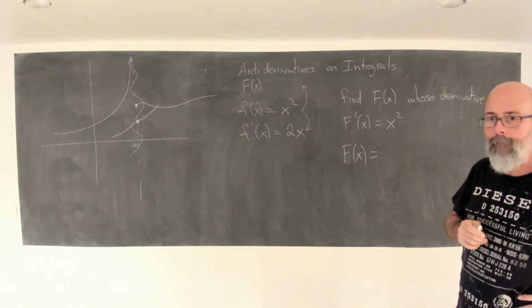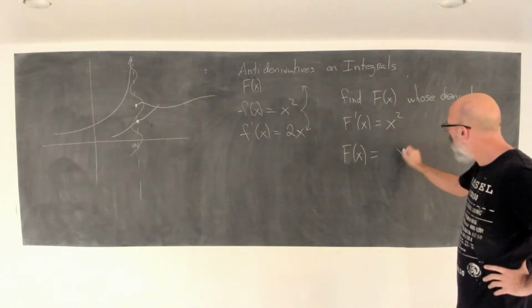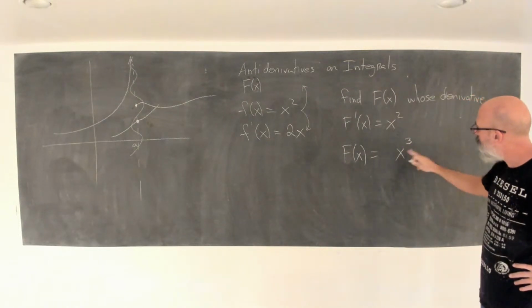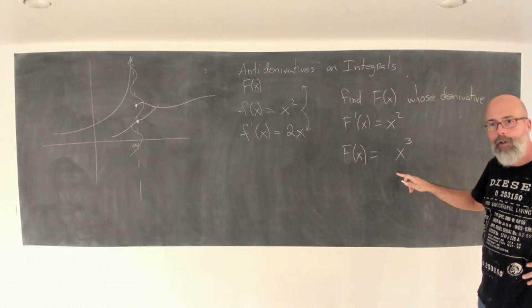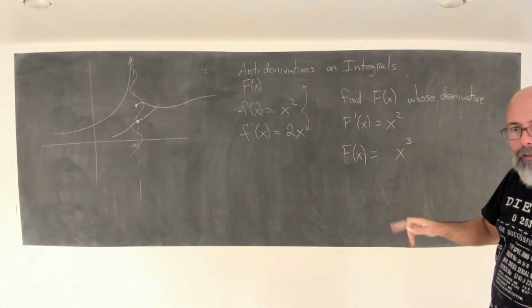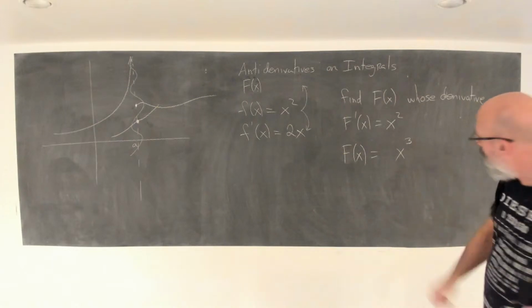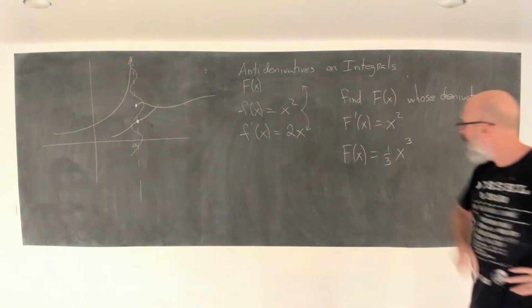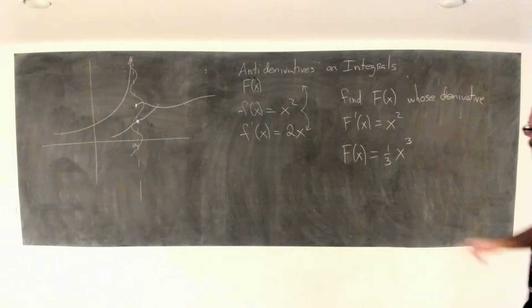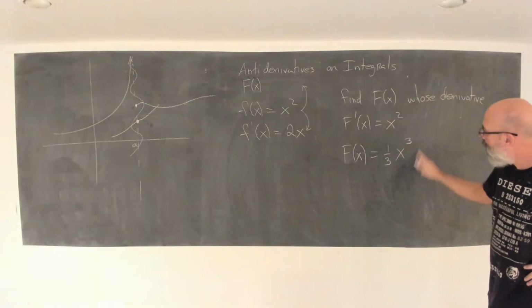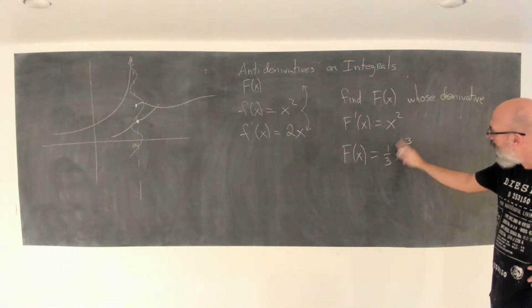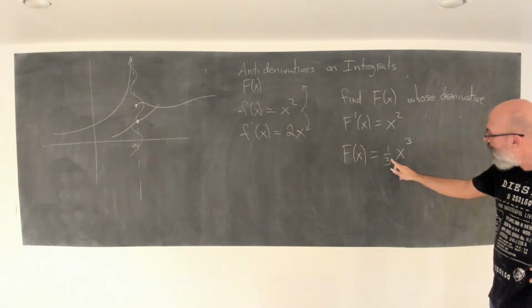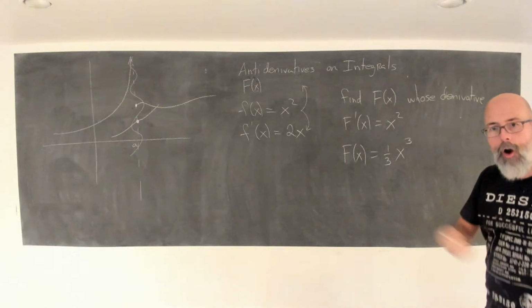X cubed. But you know the derivative of x cubed is 3x squared. We don't want the 3. Can we get rid of it? 1/3. There it is. Right? The derivative of 1/3 x cubed, you leave the 1/3 out, differentiate the x cubed, bring the 3 down to cancel with this, leaving you with the required x squared.